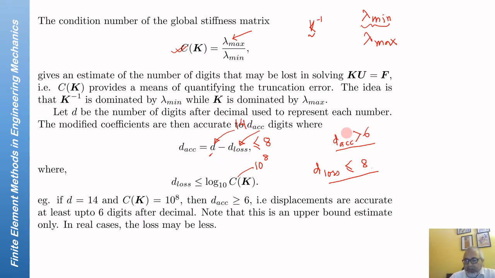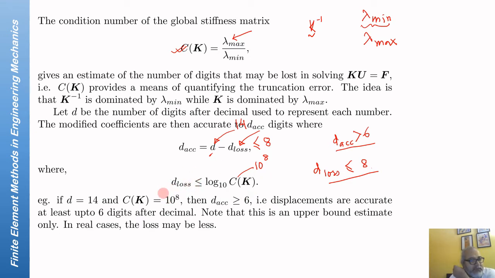Remember, this is an upper bound estimate. So in general, in practical cases, this just says accuracy will be greater than 6. You will get at least six significant decimal digits which you can trust. From the 7th onwards, they are not trustworthy, but since this is an upper bound result, in modern computers you can trust much more than 6. So the accuracy will be generally much greater than 6. The loss that you calculate from here will be less.